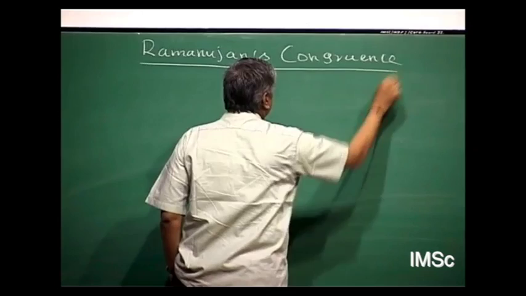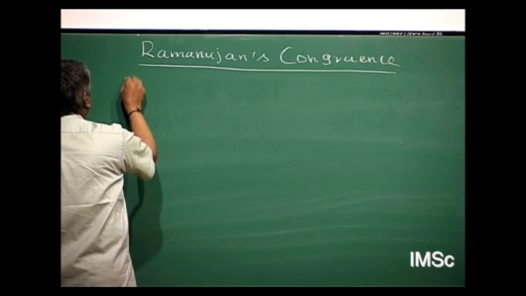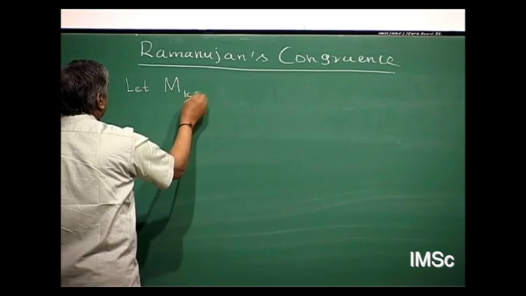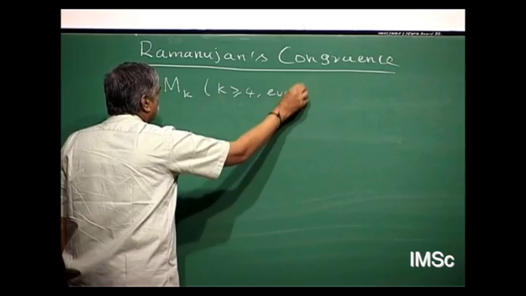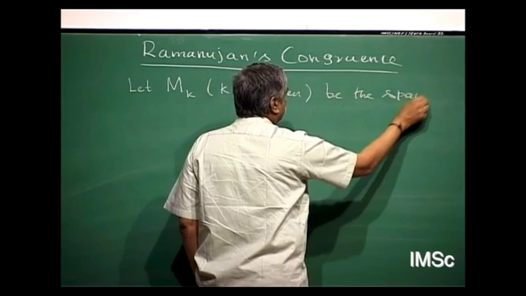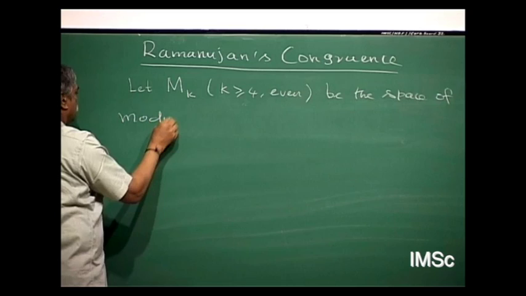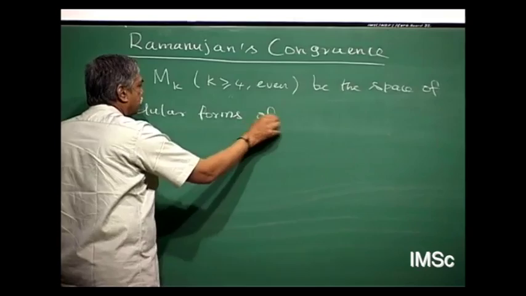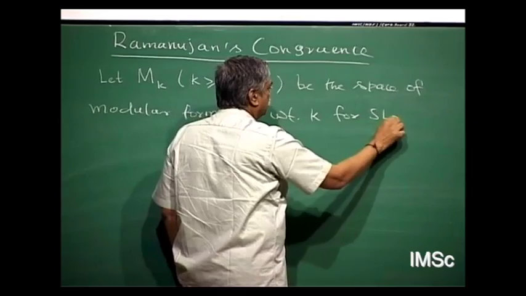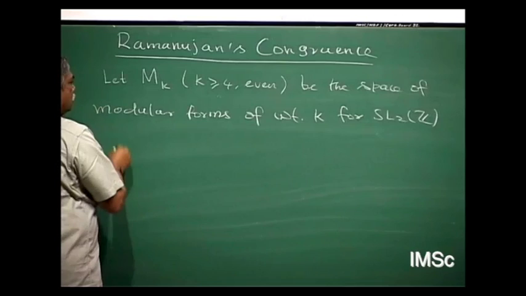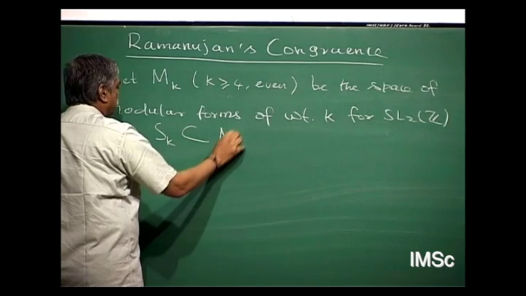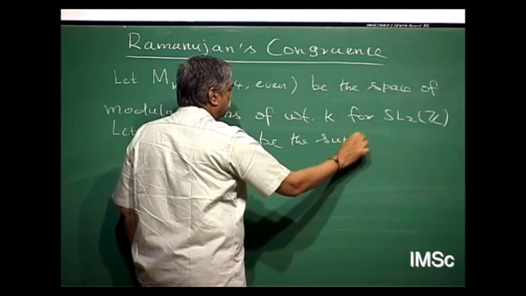So let us first consider the Ramanujan congruence. It says that, first I will use the notation: let M_k, k greater than or equal to 4 and even, be the space of modular forms of weight k for the full group. Let S_k be the space of cusp forms.